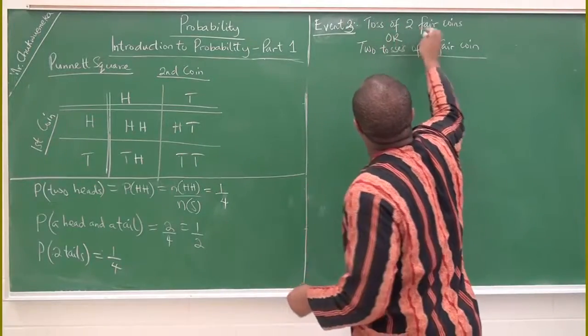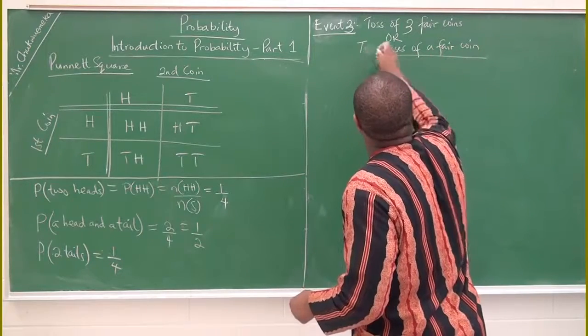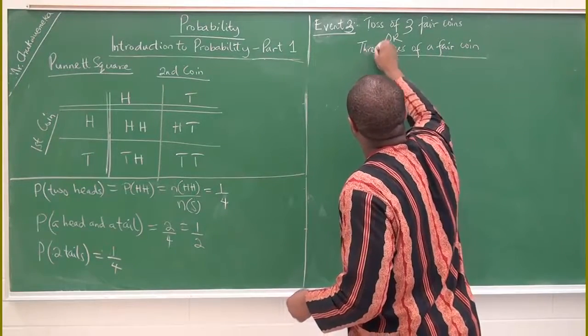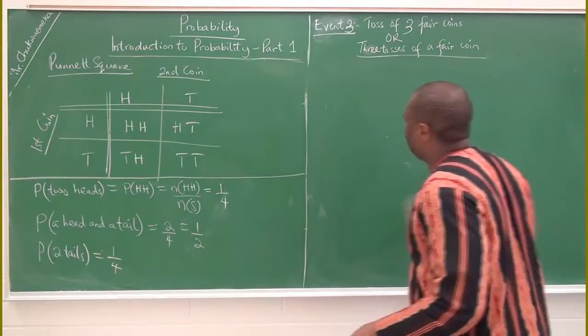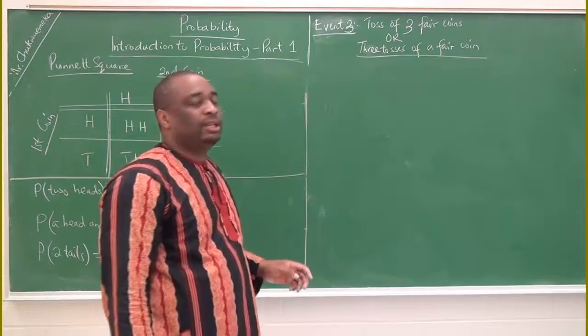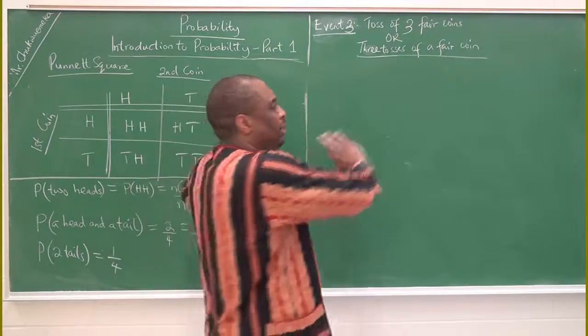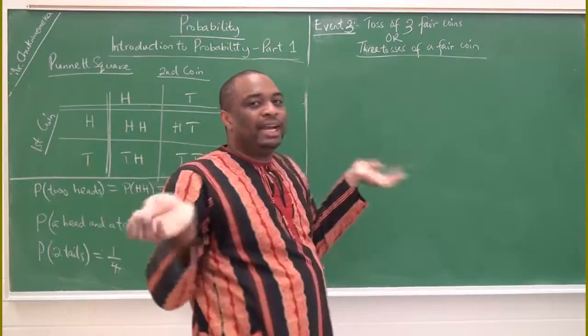Given 3 means toss of 3 fair coins or 3 tosses of a fair coin. 3 tosses of a fair coin is the same thing, whether you say toss of 3 fair coins or 3 tosses of a fair coin. You know, tree diagrams are not always drawn like that. You can draw it any way you want.